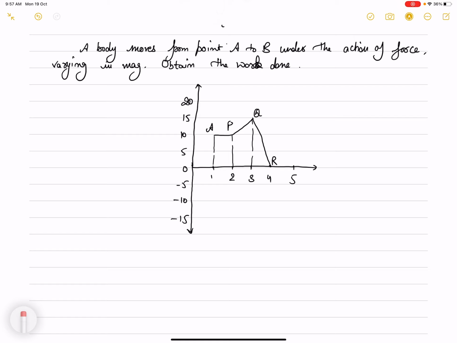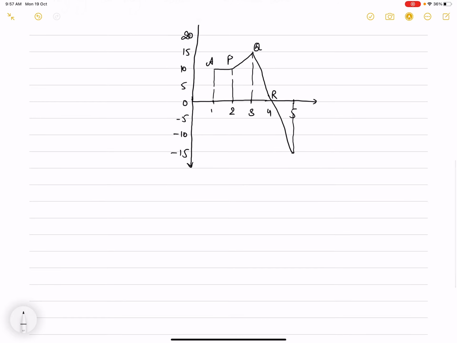It's coming from like this, 150. So how do we calculate the work done by this variable force?